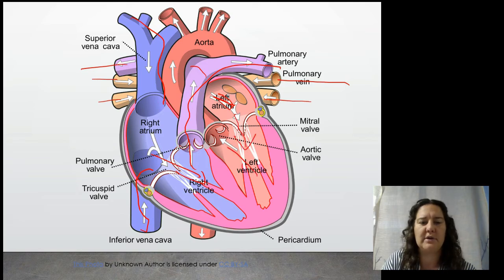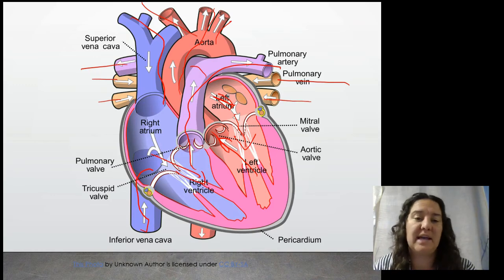And then the last contraction of the heart is going to push blood out through the left ventricle from the aorta and to the body. And then it's going to repeat every second for your entire life.